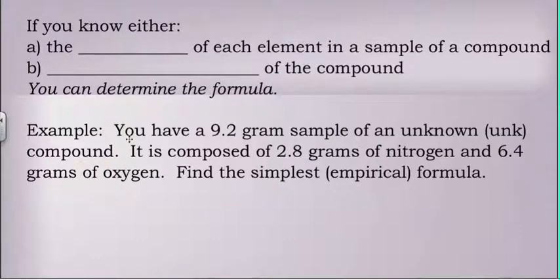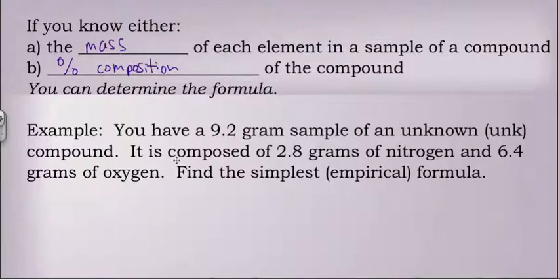So real quick, if you know the mass of each element in a sample, or if you're given the percent composition of a compound, you can determine the empirical formula. An example would be if you have a 9.2 gram sample of some kind of unknown, and you know it's composed of 2.8 grams of nitrogen and 6.4 grams of oxygen, and you're asked to find the simplest formula.